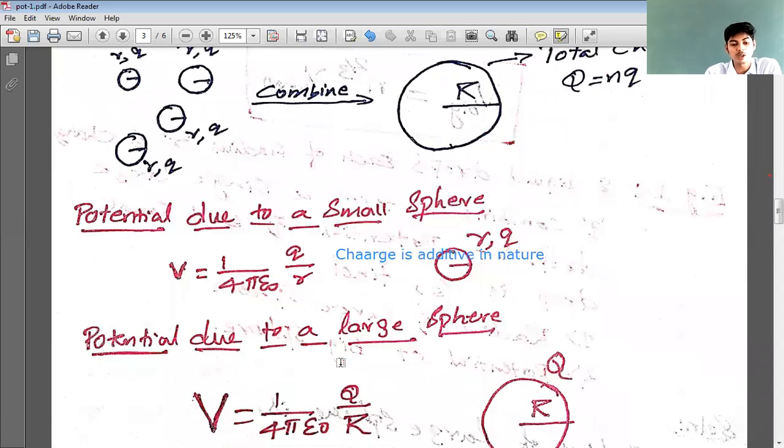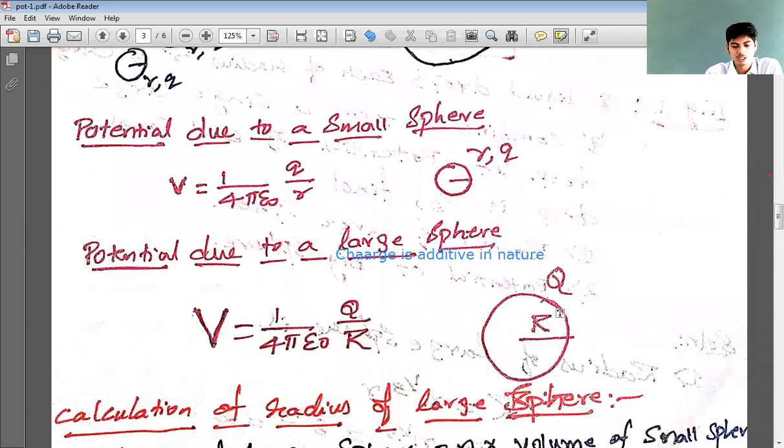Next, we will calculate what is the potential due to a large sphere. See, here is a large sphere. Charge on the large sphere is capital Q and its radius is capital R. Potential of the large sphere is 1 by 4 pi epsilon naught capital Q by capital R. Capital Q is the charge on the large sphere, R is the radius of the large sphere. We have already calculated the value of capital Q.